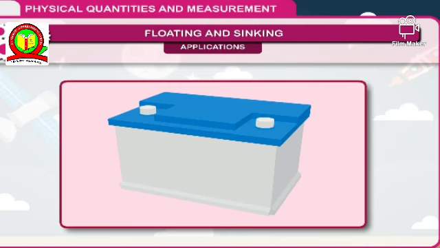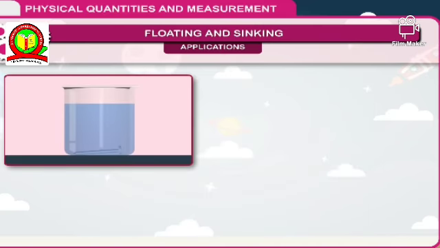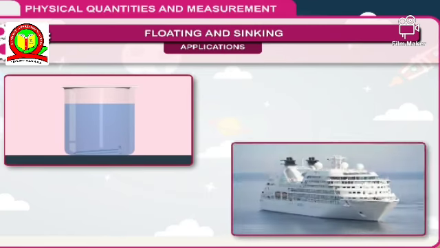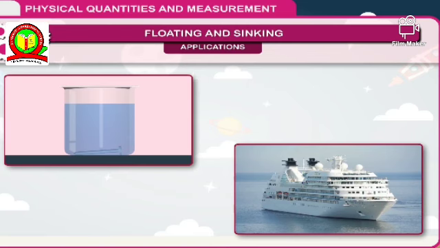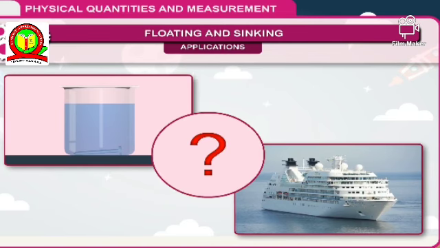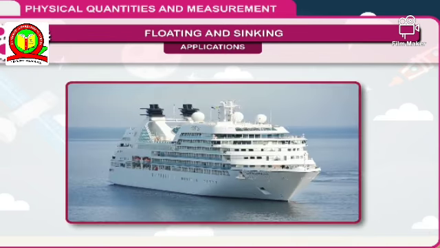2. An iron nail sinks in water, but an iron ship floats in water. Why? It is because the bottom of an iron ship has a huge cavity filled with air, which reduces the ship's average density. As the average density of the ship becomes less than water, it floats.